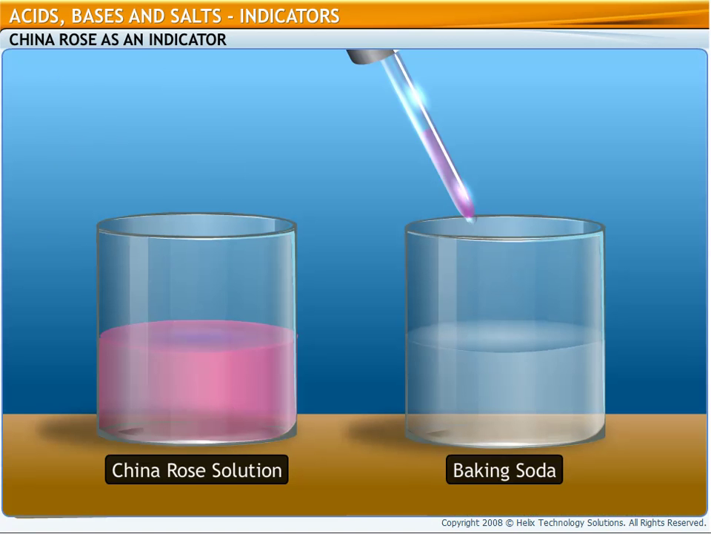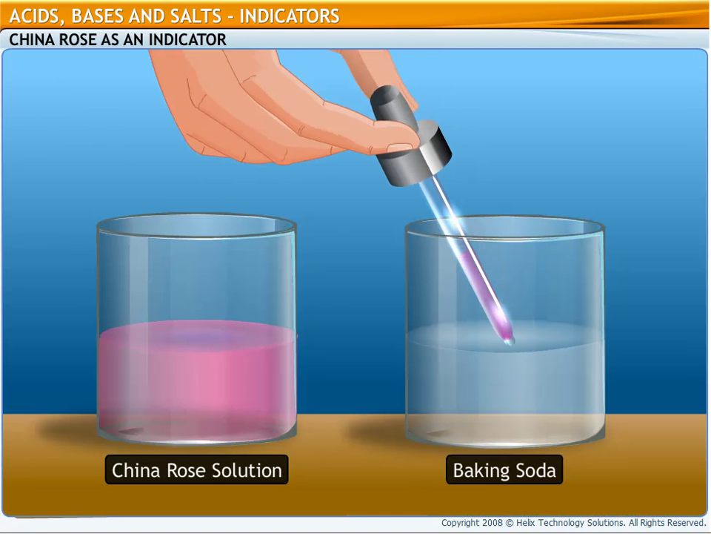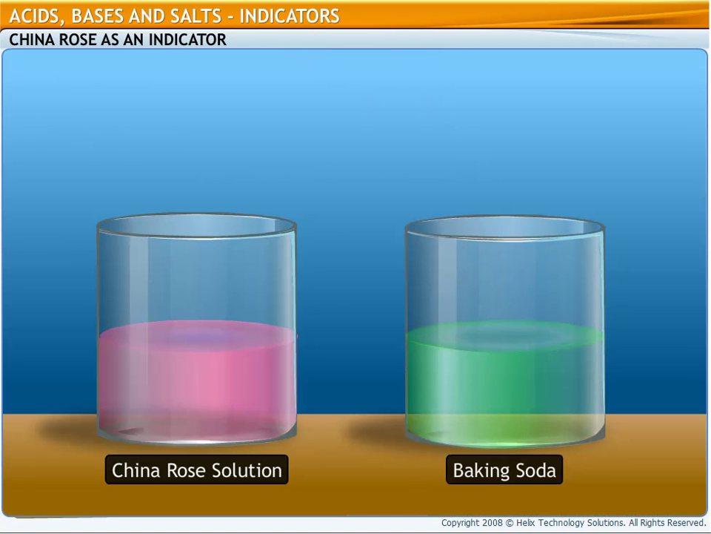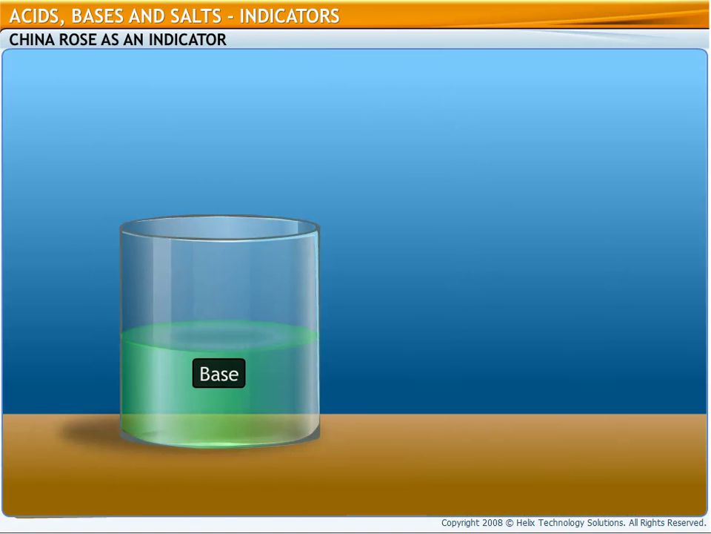See how the China Rose solution has turned green? This means it is a basic solution. If it were acidic, it would have turned bright pink or magenta instead.